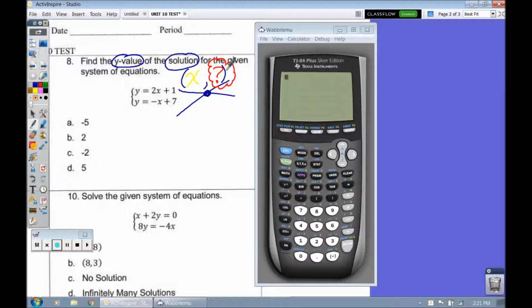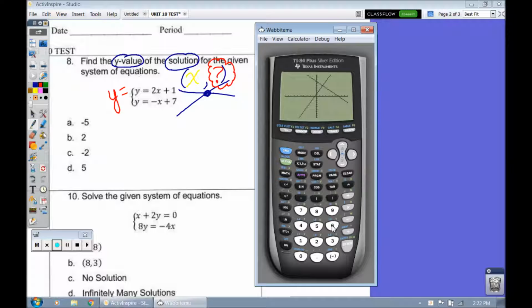Let's get these guys in y equals in the calculator since they're ready to go for us. 2x plus 1, -x plus 7. Let's graph. You're going to notice the graph is zoomed out still. But what I want to do is set it back to a standard window. So zoom, look at number 6, standard. It'll get it back to the way you're used to seeing it.